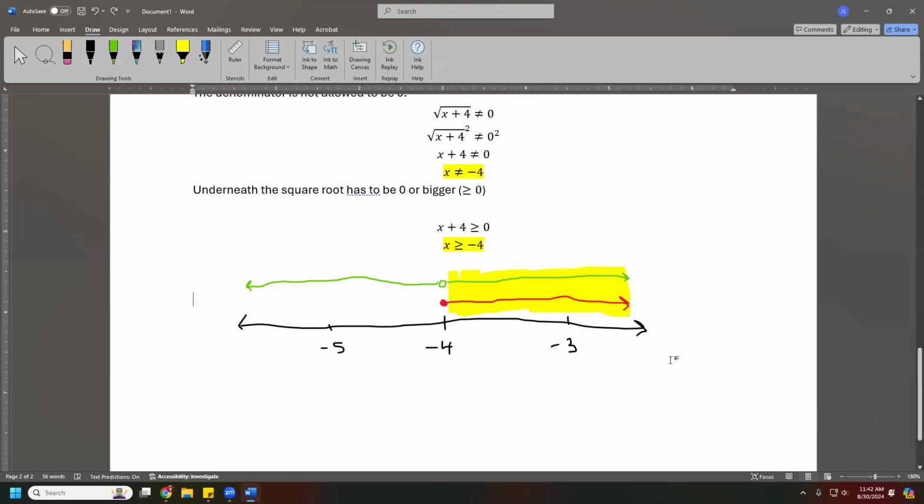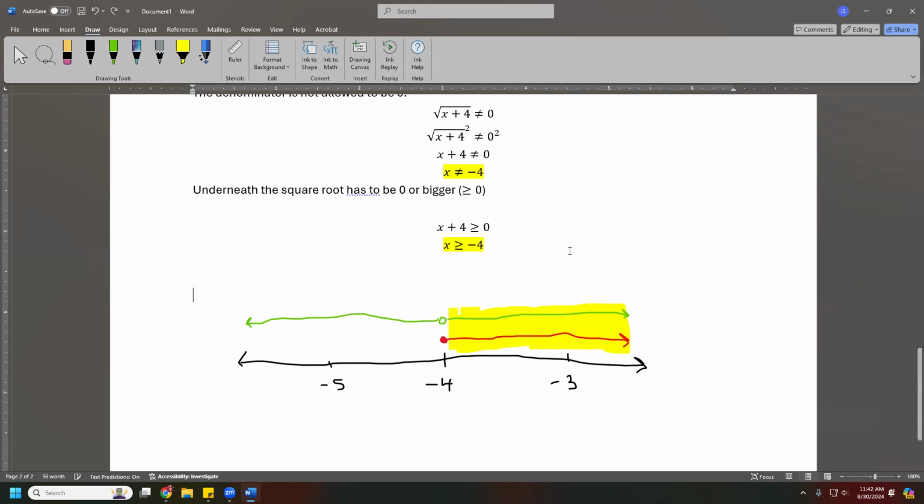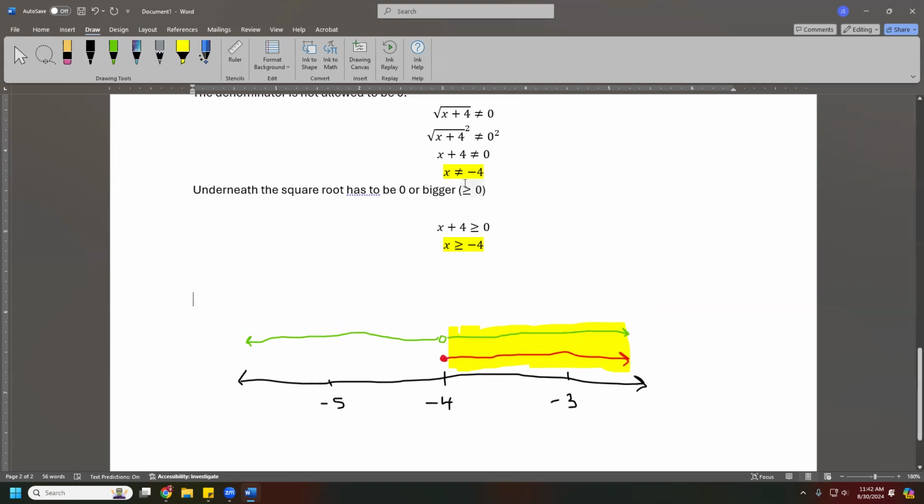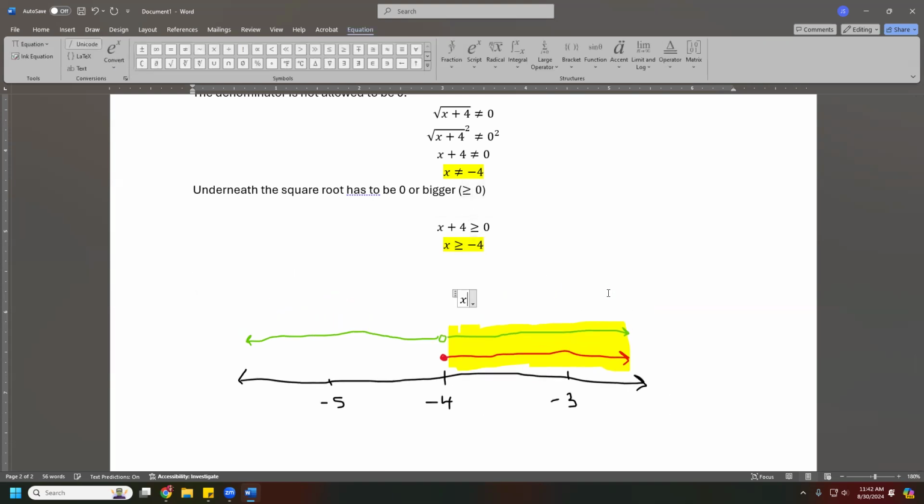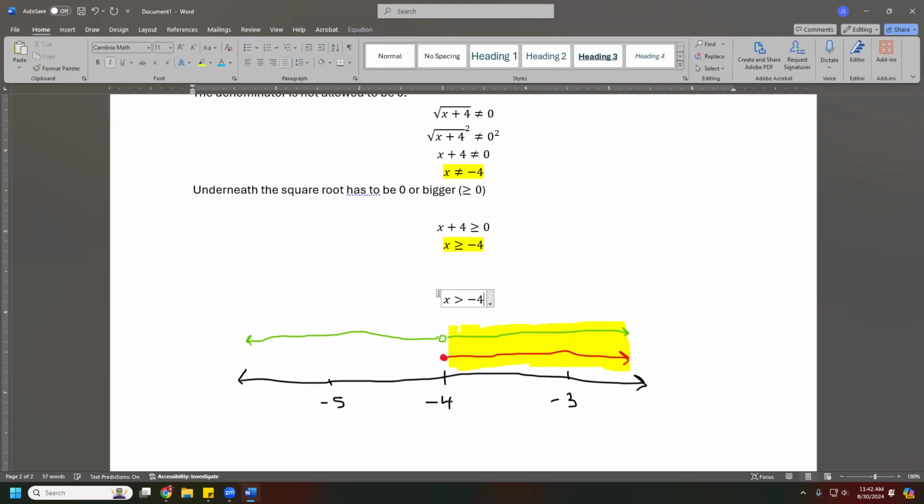So my answer is really, when I combine both of these things where both of them need to be true, it's actually just x is greater than -4. I don't actually include -4. It works for this guy, but it doesn't work for this guy. And since I'm worried about where both of them are true, it's got to be just this.